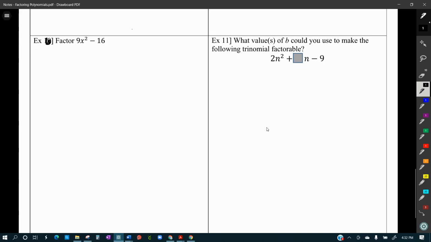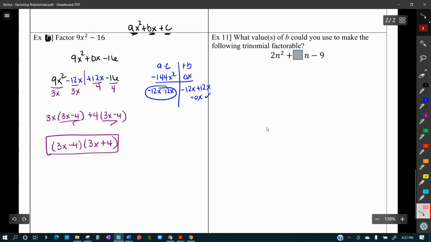So remember, we need this in ax squared plus bx plus c format. So if you're missing one of these terms, remember to replace it with a 0 as its coefficient. So pause the video, try number 6. And here's your final factored form for example 6.